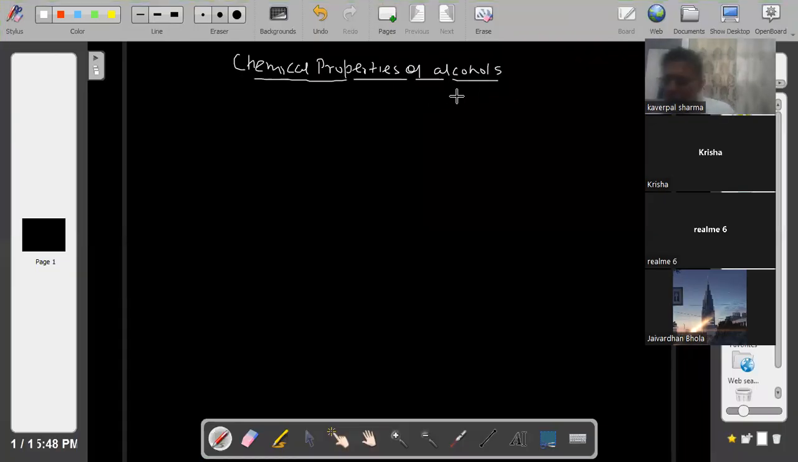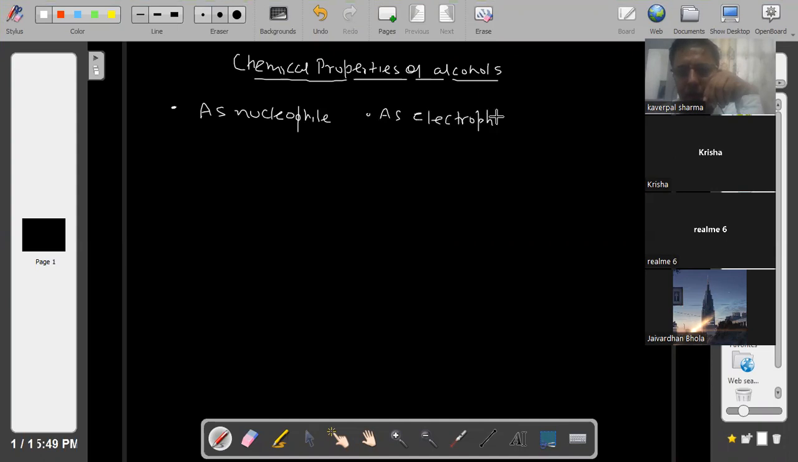Chemical properties of alcohols. It shows two kinds of properties: nucleophilic, that is, as a nucleophile, and as an electrophile. Two kinds of properties, as nucleophile and as electrophile. Right?